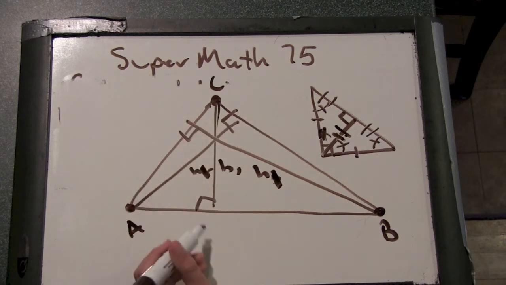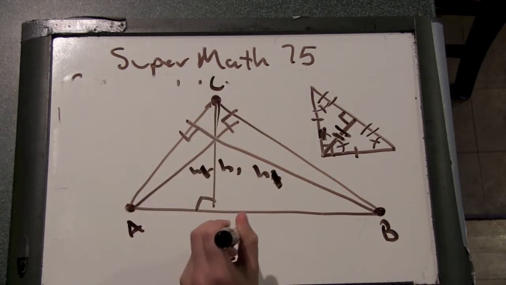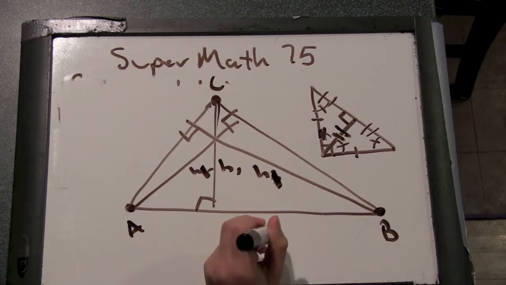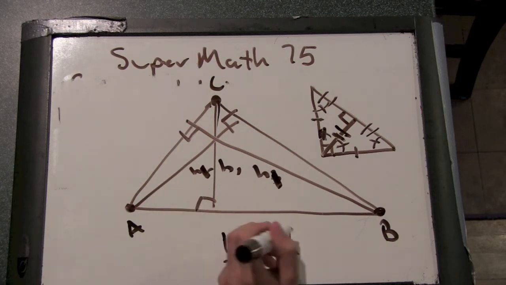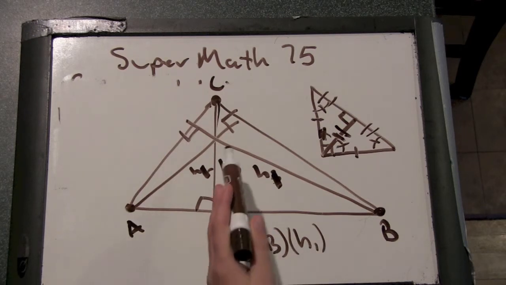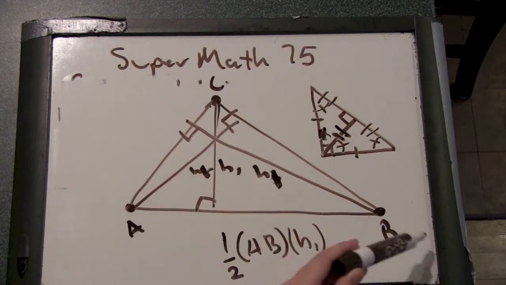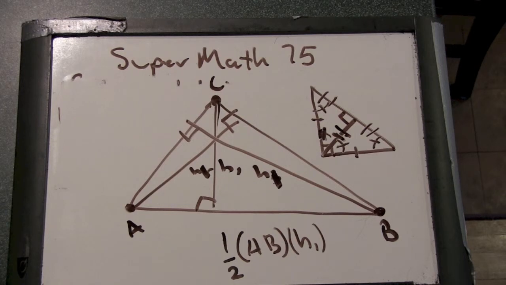Yeah, so the area is 1/2 AB times height 1. So for this to work, you have to have 1/2 AB times H1 equal 1/2 AC times H1 equal 1/2 BC times H1. So what does that mean? That means that AB is BC is AC.